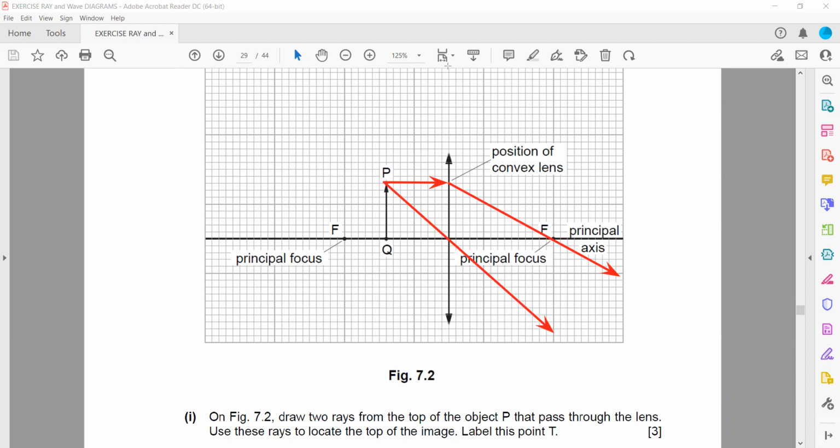So we will look from this side, and our brain recreates these two light rays backward. So the position where the two light rays intersect is the position where the image will form, and we have to label that point as T.